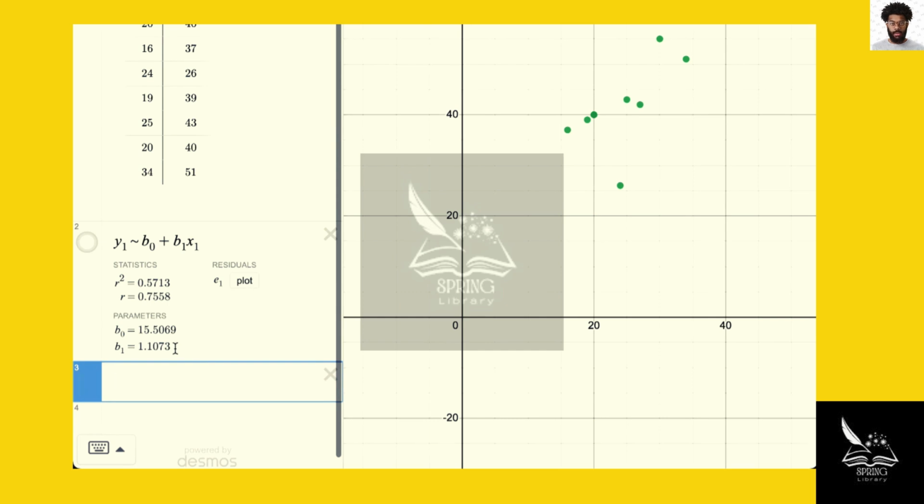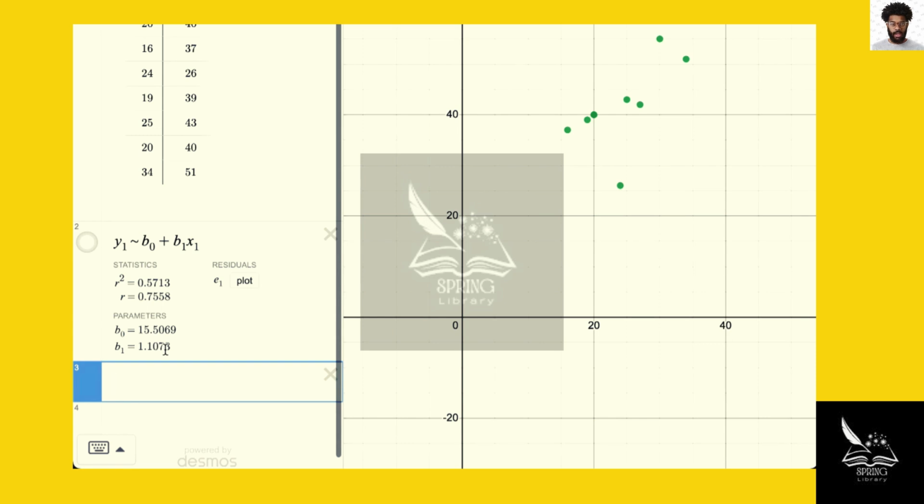So the slope in terms of disposable income and annual food expenditure would be for every $1,000 of increase in disposable income would denote a 1.107, or if this is in hundreds, a $110 or $111 increase in food expenditure.